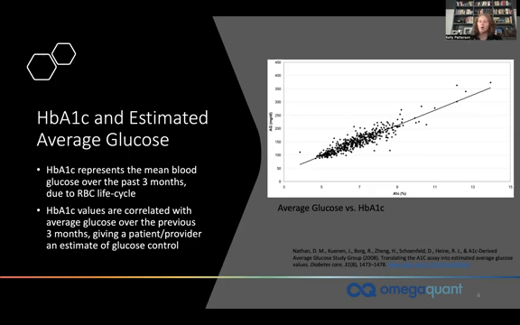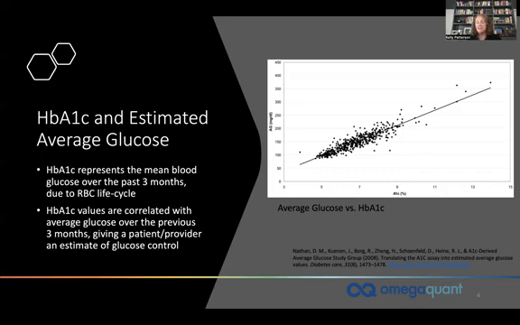And that number correlates to average blood glucose or blood sugar over the past 3 months because of red blood cell life cycles, which is about 90 to 120 days. We see that glucose attaching to that hemoglobin A1C, and that correlates to your average blood sugars. This is from a study in 2008, just showing how tight that correlation is, that hemoglobin A1C is representative of those average blood sugars.